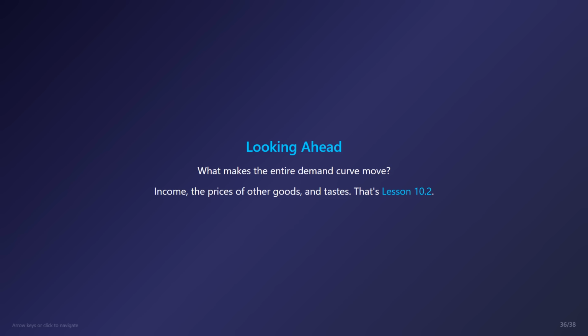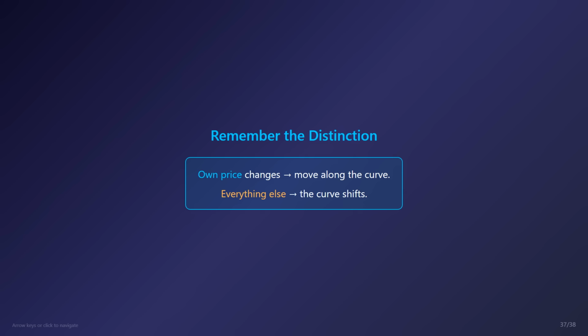So what makes the entire demand curve move rather than just sliding along it? 3 big forces: income, the prices of other goods, and tastes. That's the subject of Lesson 10.2. And keep the key distinction firmly in mind. A change in the good's own price moves you along the curve. A change in anything else shifts the whole curve. Confusing these two is the most common mistake in all of demand analysis.